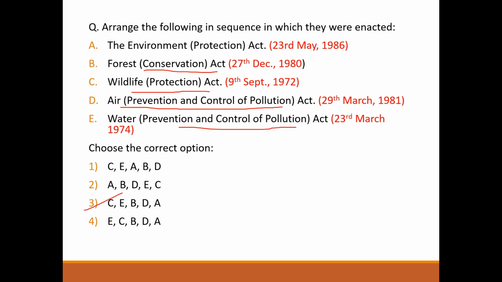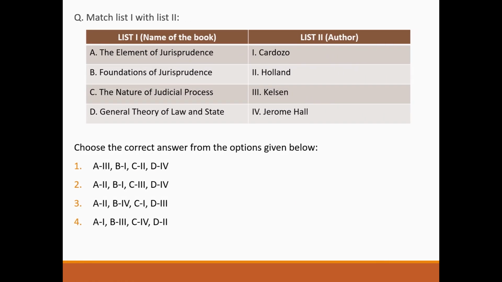Next question. Match the following. List 1, name of the book. List 2, author. The Elements of Jurisprudence, Holland. Foundations of Jurisprudence, John Hall. The Nature of the Judicial Process, Cardozo. General Theory of Law and State, Kelsen. So answer will be option number 3.